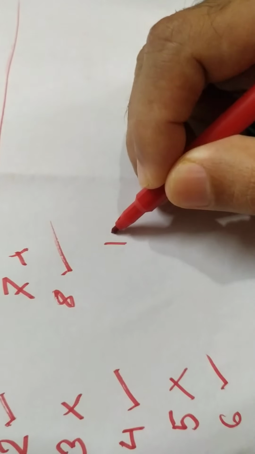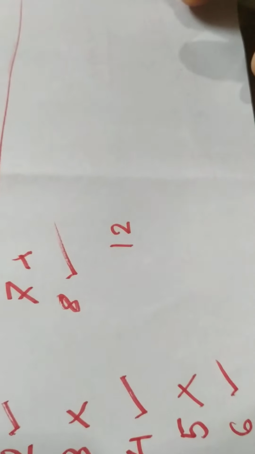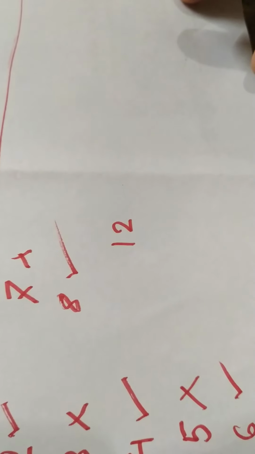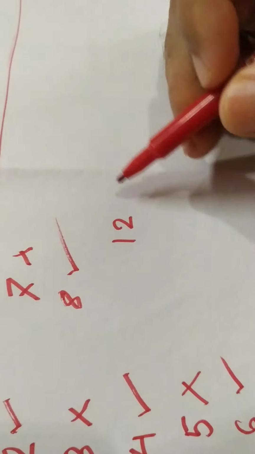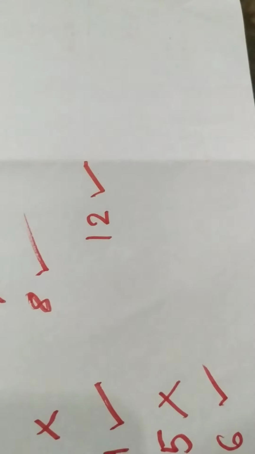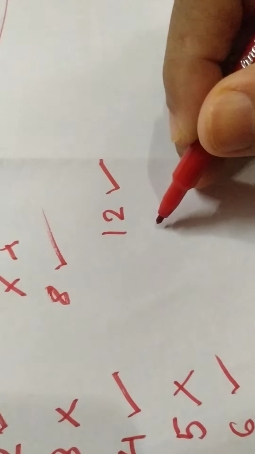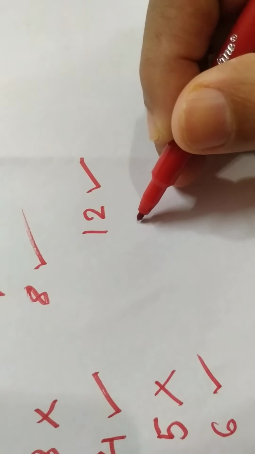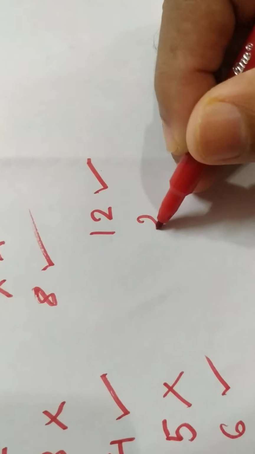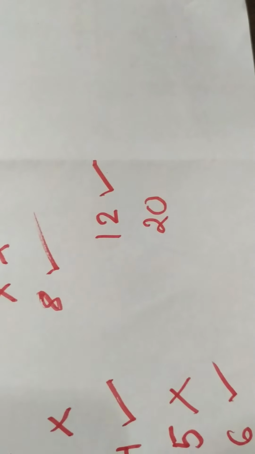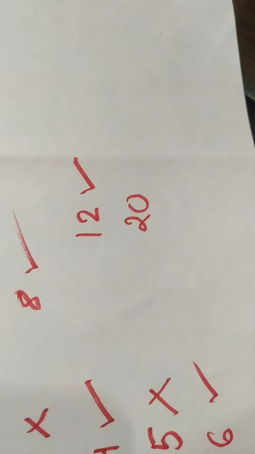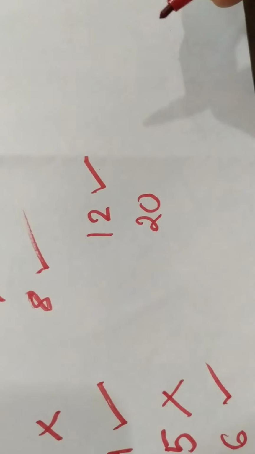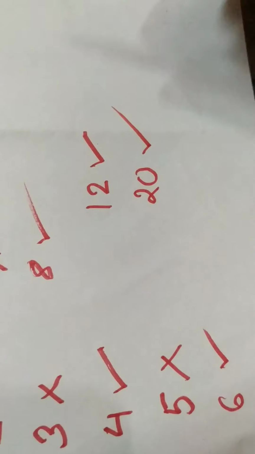Now let's move to some bigger numbers, because bigger numbers always trouble us. Let us try a bigger number. Let us suppose 12. What does 12 divided by 2 give us? 6. Is there any remainder? No. So this is even. Let's try an even bigger number. 20. What does 20 divided by 2 give us? 10. Any remainder? No. So this is an even number.